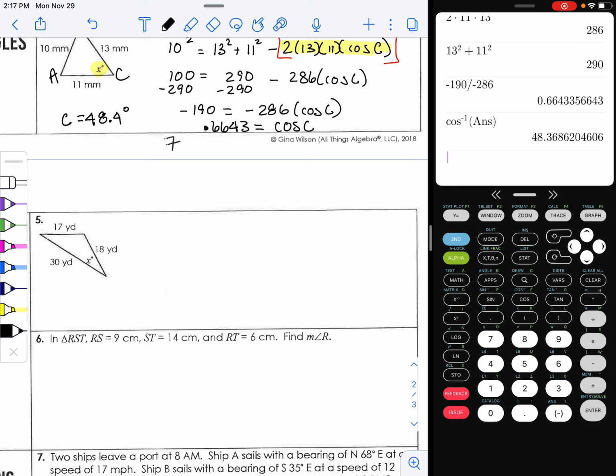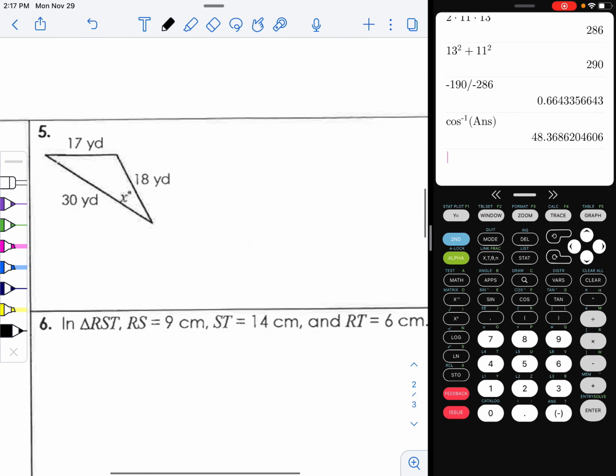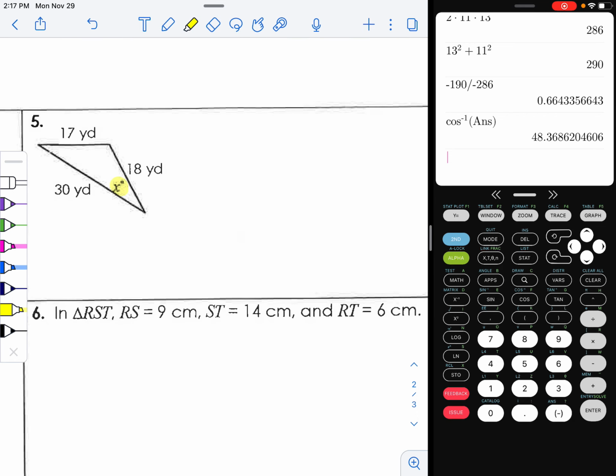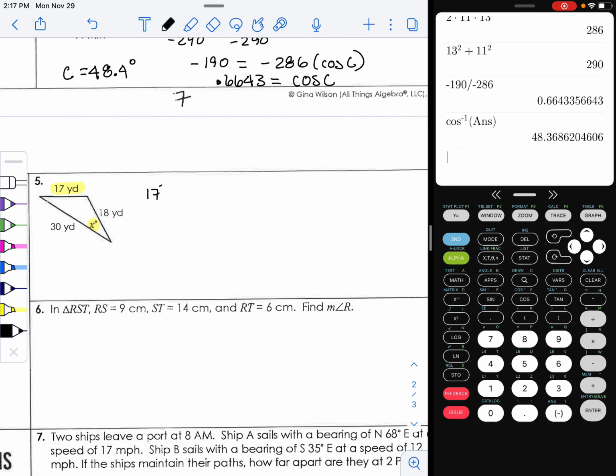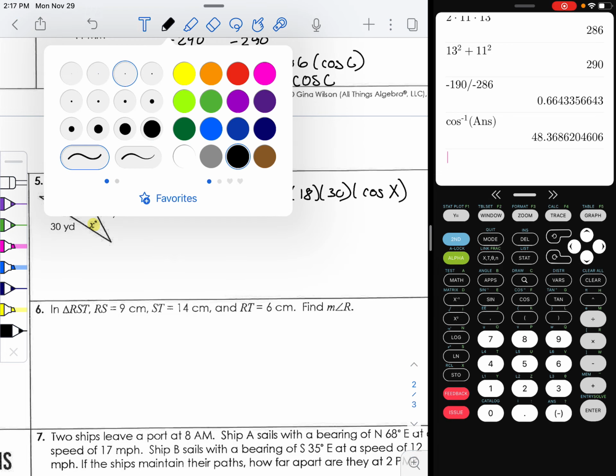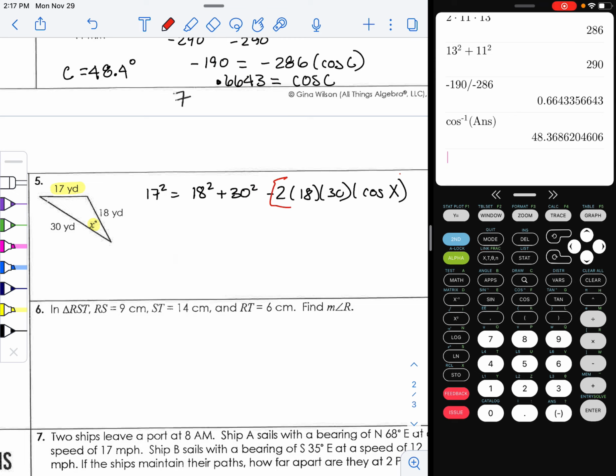If we take a look at this next problem, I'm solving for this angle, so it would be the side across from it that I start with. So I have 17 squared equals 18 squared plus 30 squared minus 2 times 18 times 30 times the cosine of x. I'm going to leave it as an x. If you want to label it, you can. Keep in mind, this is all lumped together. You can't touch that. It's all a big multiplication.